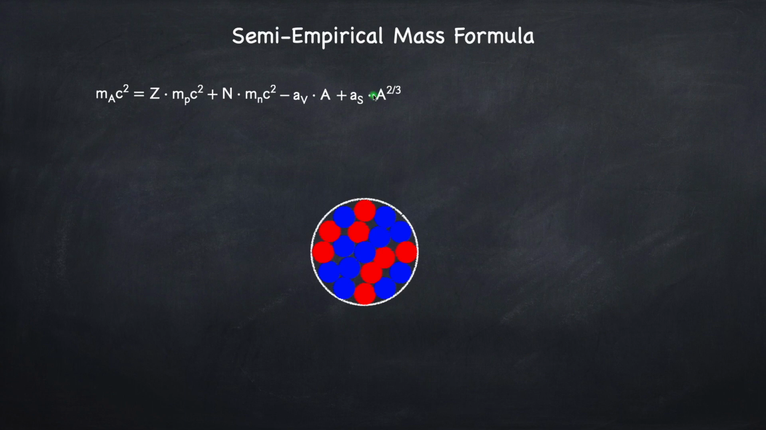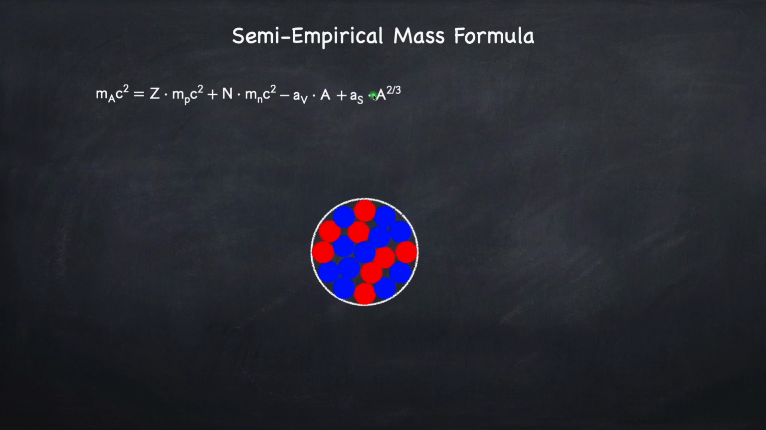Why to the 2/3? Well, we found already that the radius of the nucleus is proportional to A to the 1/3, and the surface area is proportional to the radius squared, so A to the 1/3 squared gives you A to the 2/3. Now that covers the binding energy for the strong nuclear force.